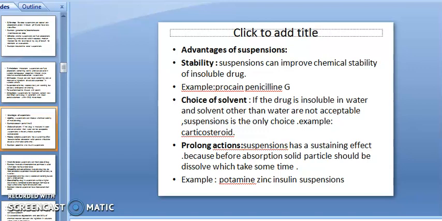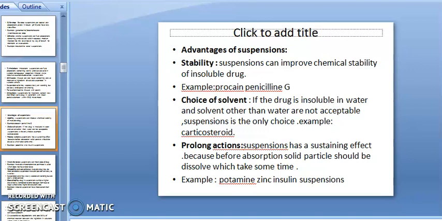जे insoluble drug आहे त्यांची chemical stability जी आहे you can use while formulating the suspension. Example is procaine penicillin G. It has increased the stability while the formulation of your suspension.